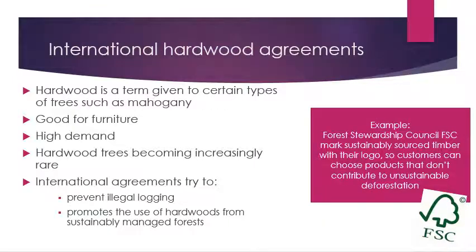Another way to protect the rainforest is international hardwood agreements. Hardwood is a term given to certain types of trees, such as mahogany. This type of wood is good for furniture, and as a result, they are in high demand. Unfortunately, hardwood trees are becoming increasingly rare. The international agreements help to prevent illegal logging and promote the use of hardwood from sustainable sources. An example is the Forest Stewardship Council, which mark their timbers with their logo, indicating that it was sustainably sourced.